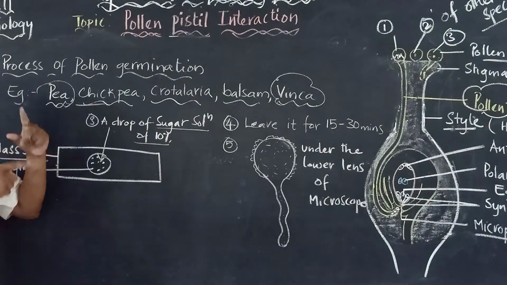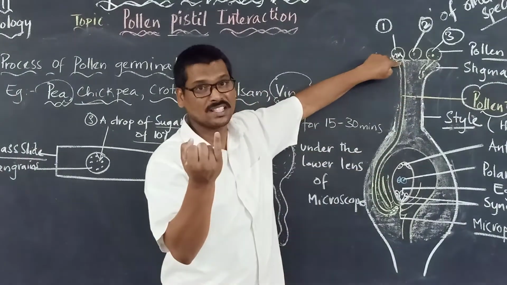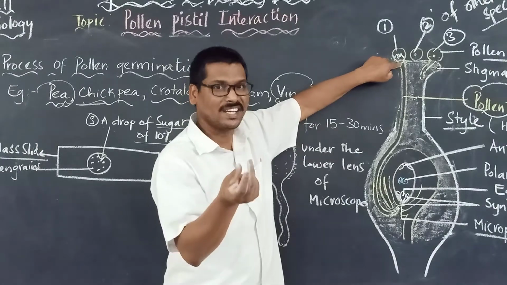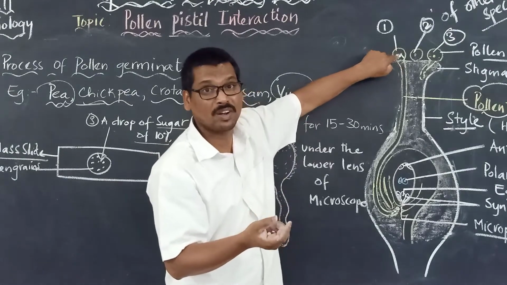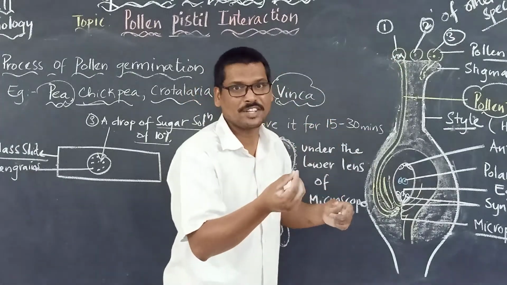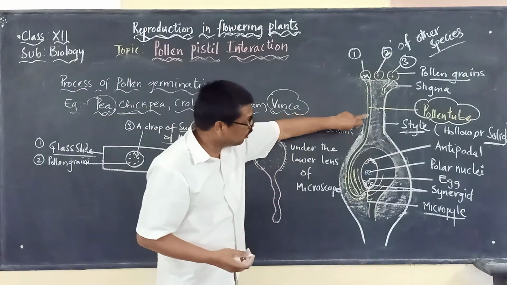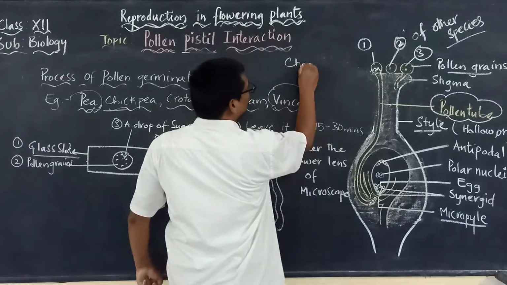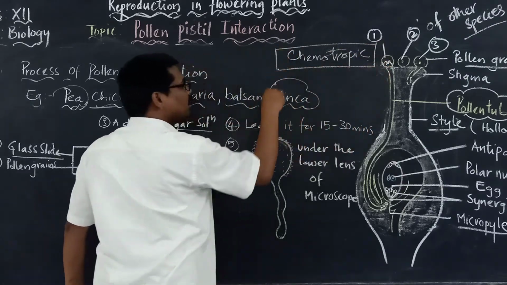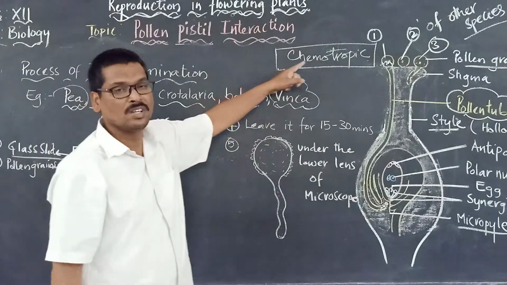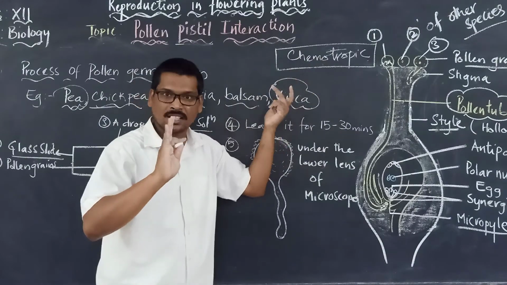When you add this, remember what we already studied: the stigma will have water, sugars and also organic acids. This water, sugar or organic acids will be absorbed by the pollen grains, which expand and produce a pollen tube. So here, please remember, growth of the pollen tube is chemotropic. Chemotropic means it is under the control of chemicals.